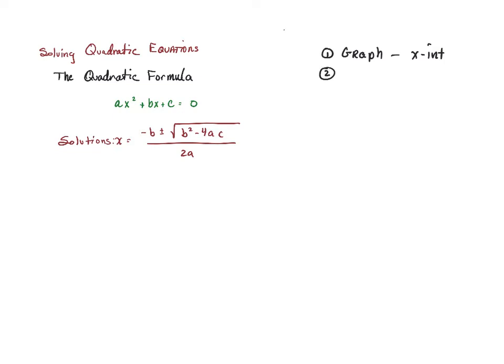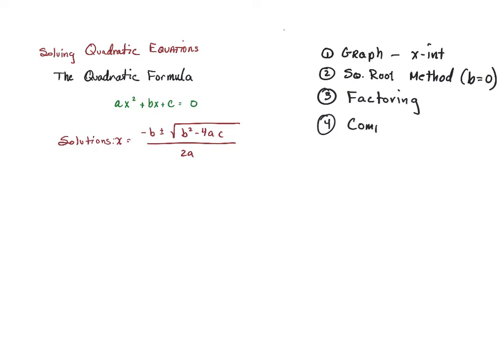And then we looked at the square root method, and that worked pretty well also, but only with b equal to 0, so there couldn't be that middle term. Then we looked at factoring just a little bit. We'll deal with that in more detail later. Then we looked at completing the square yesterday, and that involved also the square root method. All right. Today we are going to use our last method that we will learn, which is the quadratic formula.